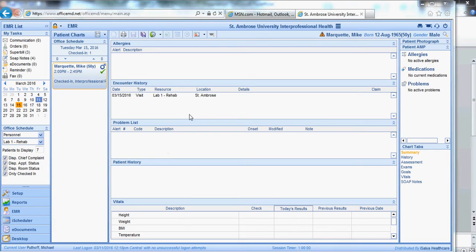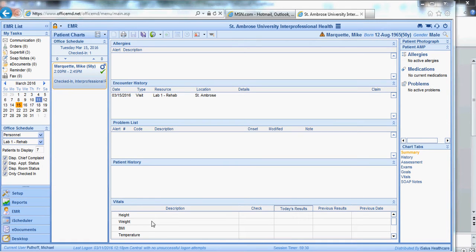So how this system is set up, this is encounter based. Every time you open a note, every time you open something up, it's considered a new note. So you look up here, you'll see encounter history. This is the session we're in right now. If we develop a problem list for this patient, let's say they've had a stroke, they've had arthritis, whatever, that'll all pop up in here. As we develop a patient history, that will pop up in there.